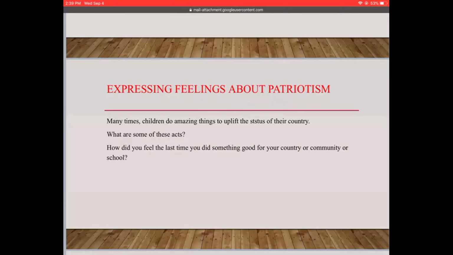Thank you, madam. So one of the things children can do so as to be patriotic is respecting their anthems. Like when it's time to sing the anthem, you should follow the rules, like stand upright and sing it very well. Then also cleaning the environment, doing community service. But mainly, you should know the history of your country and be able to defend your country.